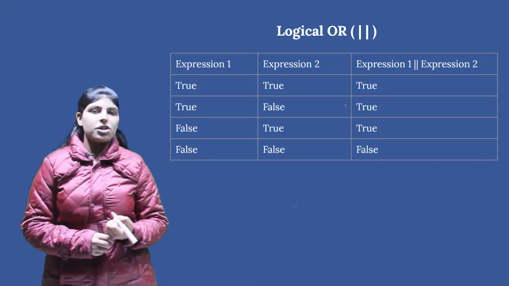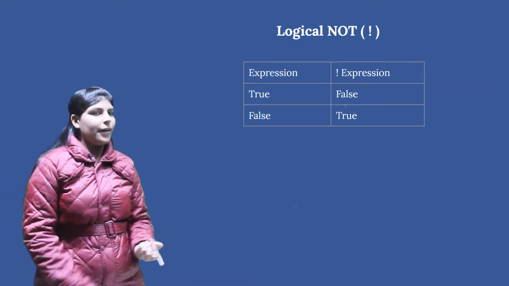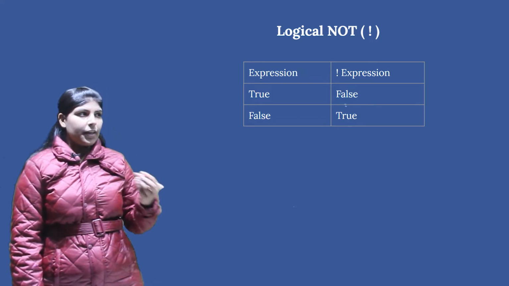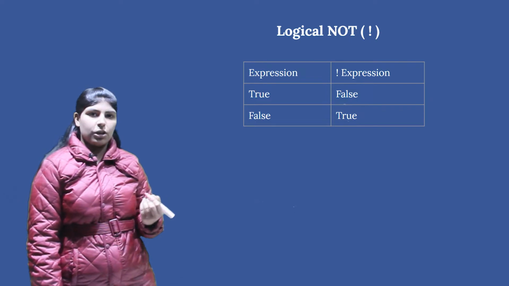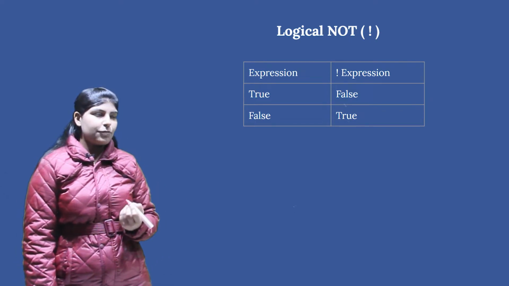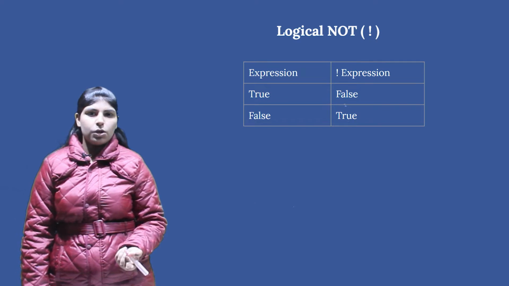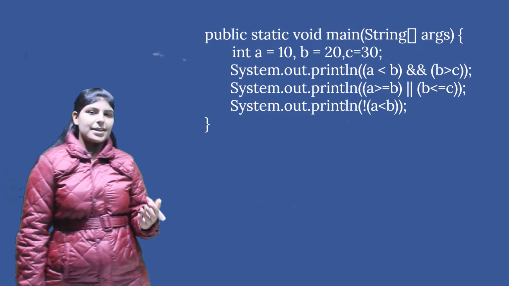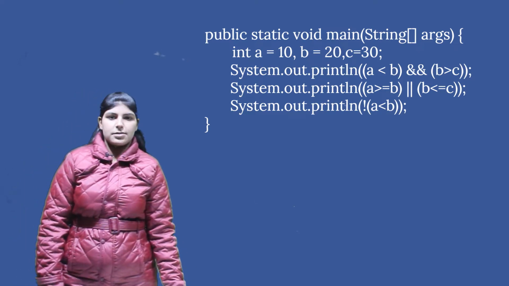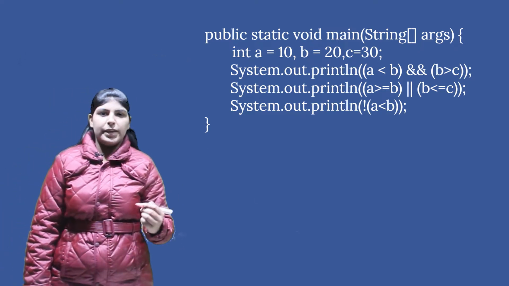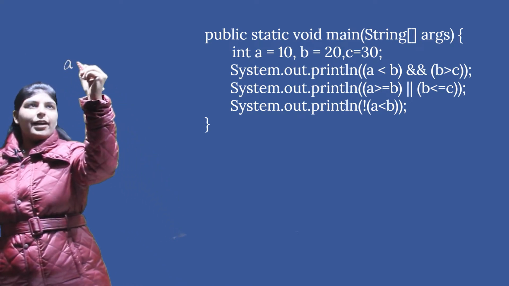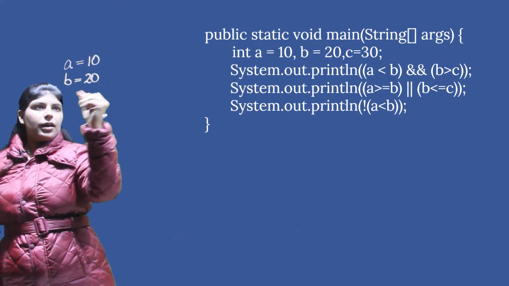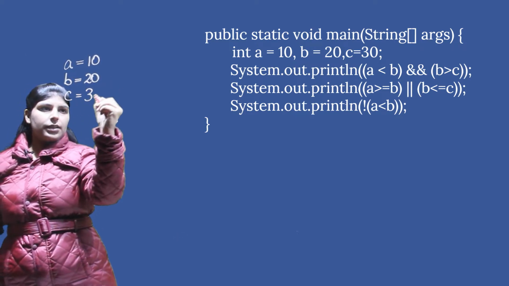So next we have logical NOT operator. It takes only one expression as input. That's why it is also a unary operator. So how it functions is, if I pass a true value to logical NOT, it will return false, and if I pass false value to logical NOT, it will return true. So it complements the original expression. So now let us see an example which uses logical operators. So here we have three variables A, B and C. Variable A is given value 10, variable B is given value 20 and variable C is given value 30.